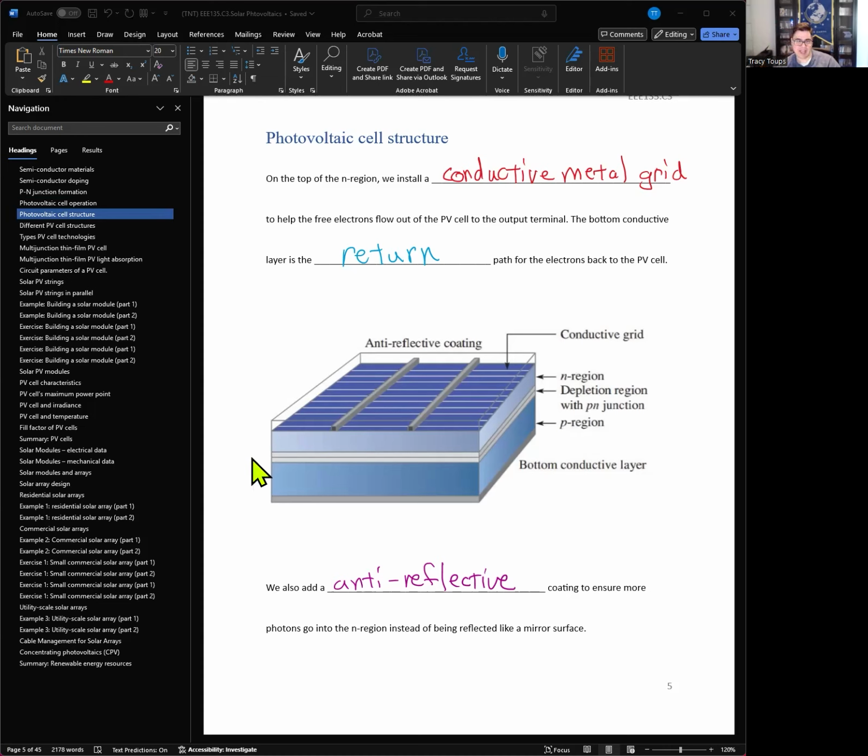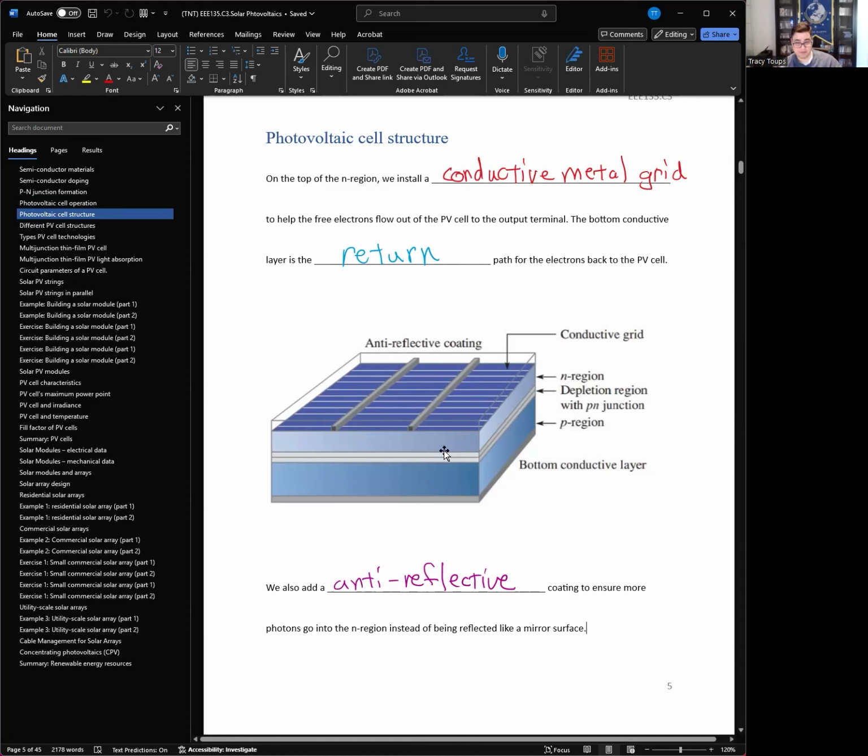A lot of times they like to add an anti-reflective coating on top of the silicon and the wires to make sure the light doesn't bounce off. So remember, if you have a lot of reflection, that means the light comes in and it bounces off. We don't want that. We want all the light to penetrate into the PV cell. We don't want any reflection, right?